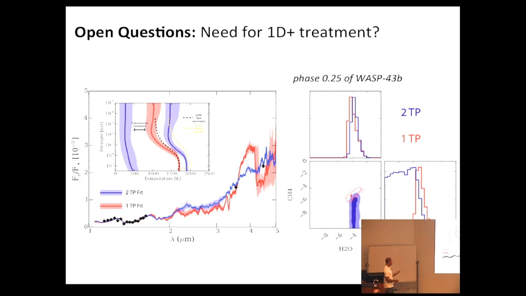And so I think this is pretty good evidence that we need to start thinking about these planets not just in terms of 1D, but having multiple components, especially when you're seeing them off, say, the day side phase. Questions about this?